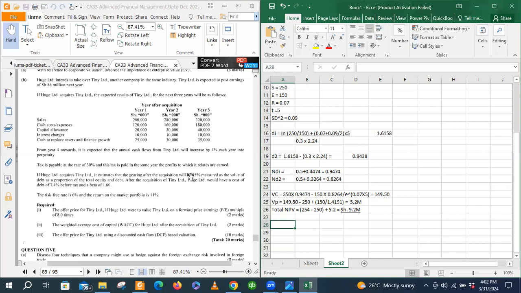After the acquisition of Tiny Limited, Huge would have a cost of debt of 7.4% before tax and a beta of 1.6. RF is 6%, return on the market portfolio is 11%. For 2 marks, the offer price for Tiny Limited, if Huge Limited were to value Tiny on a forward price earnings ratio multiple of 8 times.